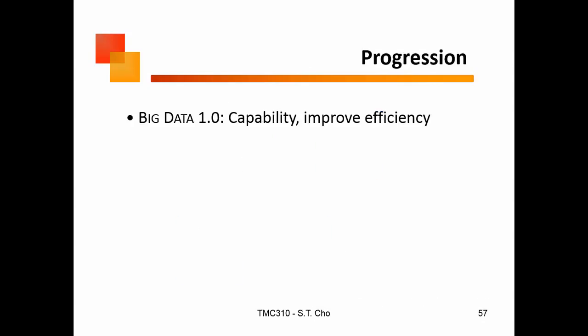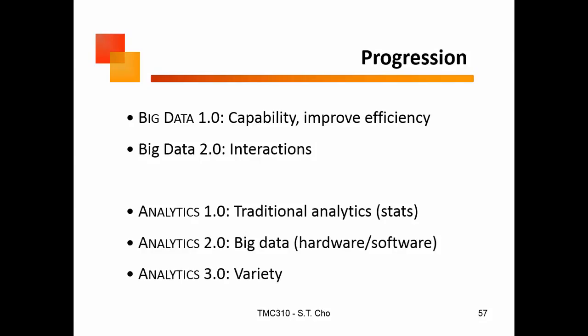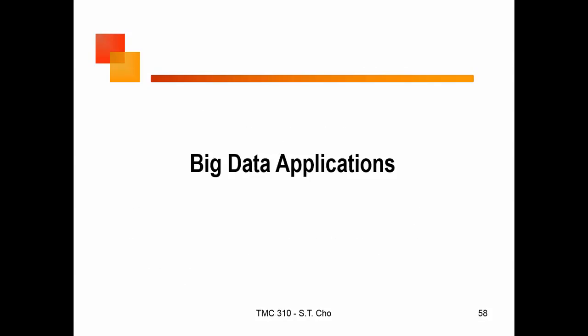The progression of data: first it was just about capability, improving efficiency. 2.0 is about interactions, and analytics just keeps getting bigger in its variety. One thing that's really interesting is that when you look at the progression of products, it actually follows Maslow, meaning that first it starts as most basic functions and then it goes to higher level orders in terms of socialization. In the last video, I'll talk about big data applications.